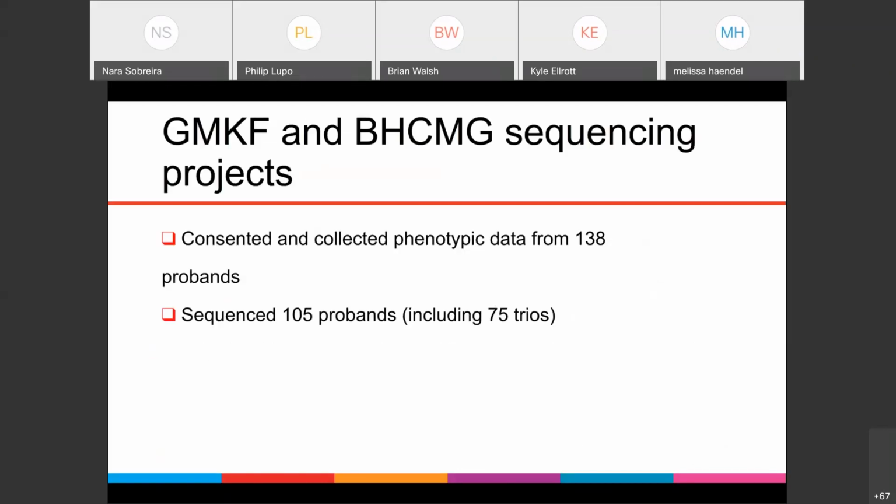Next slide. So as part of the Gabriella Miller Kids First project, and also from the Baylor Hopkins Center for Mendelian Genomics, I am also part of this project funded by NIH. We have consented and collected phenotype information of 138 probands, and we have sequenced 105 of these probands, including 75 trios. So between the information that we are getting through the survey and the patients that we are collecting samples from for the sequencing project, we have a total of 239 patients that we have collected phenotype and/or sequencing data. And where are we storing all this information? It's what we have been working on. Next slide.